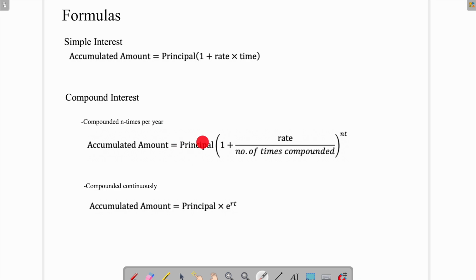So for n times per year, it's principal, bracket 1 plus the rate at which it's compounded over the number of times it's compounded, to the power of n, the number of times compounded, times t. Sorry, that n is the same as this here. I should clarify that. And continuously compounded is principal times the exponential of our rate we are given times our time. Awesome. So let's go on to three simple examples of all these three scenarios.